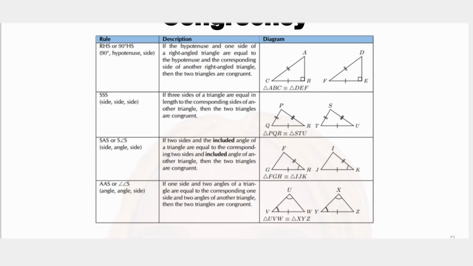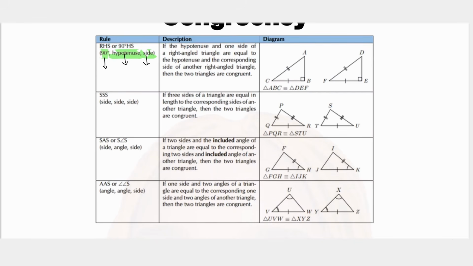So the first one, let me just take my highlight. The first one is right angle triangle. I'm not going to read the statement. We're just going to look at the diagram and show you how you would use that. The reason it says 90 degrees, hypotenuse, and a side is that in your triangle, you need to have these three properties. You need to have proven these three properties.